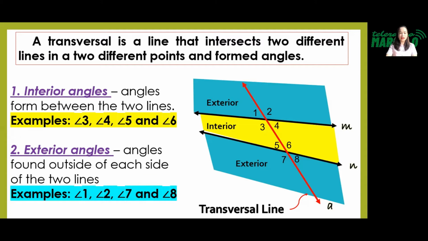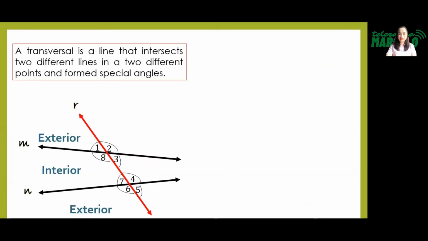Okay. Now that you are familiar with the exterior and the interior part, let us now consider finding the pair of angles in this given figure. Have a good look at the figure, and together we will determine the pair of angles when non-parallel lines M and N are cut by transversal line R.